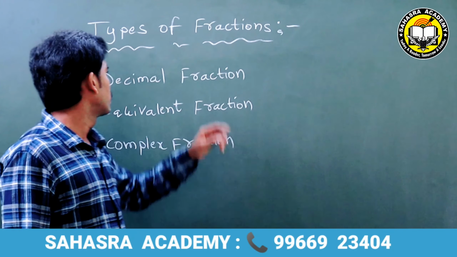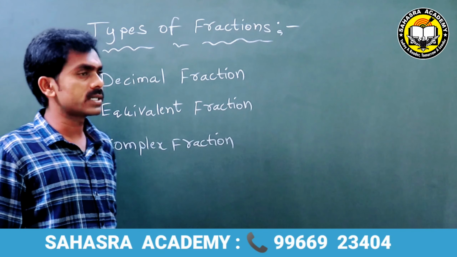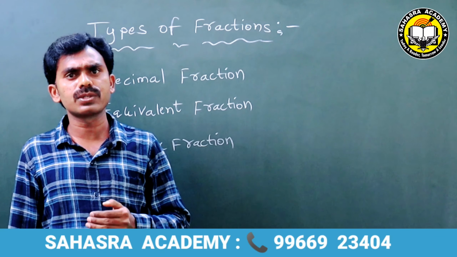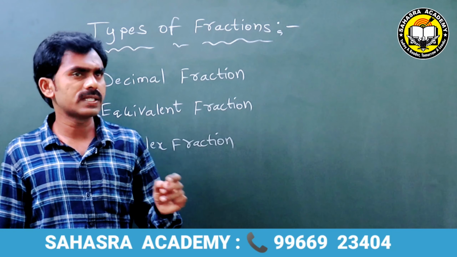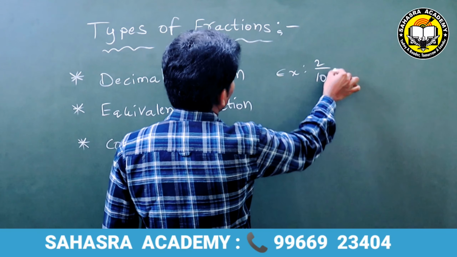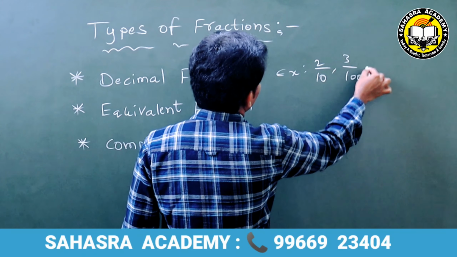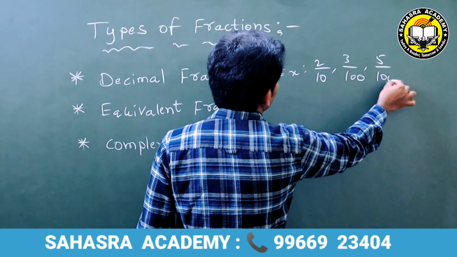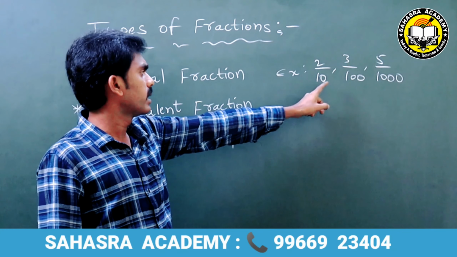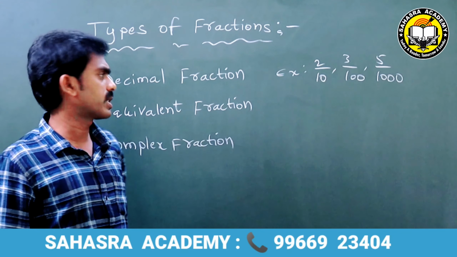Okay. Next, decimal fractions. See, the fractions with denominators 10, 100, 1000, etc. are called decimal fractions. For example, I am writing here 2 by 10, 3 by 100, 5 by 1000. These all, 2 by 10, 3 by 100, 5 by 1000, are examples for decimal fractions.